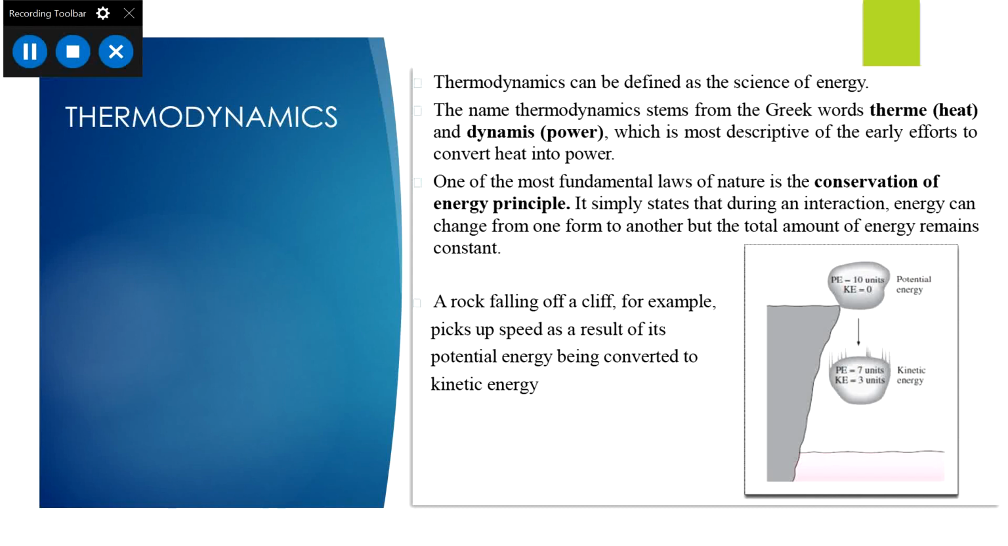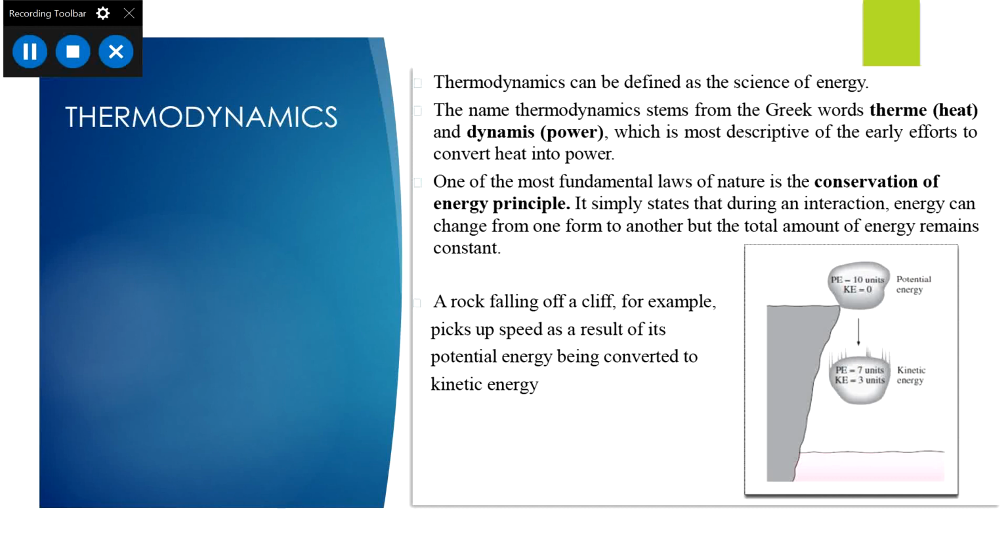According to the law of conservation of energy principle, energy can neither be created nor be destroyed. So total energy will become constant. Okay. So consider that there is a rock falling off a cliff. When the rock is at the top, it has a potential energy of 10 units. As an example, consider it has a potential energy of 10 units and the kinetic energy becomes 0 because there is no motion.